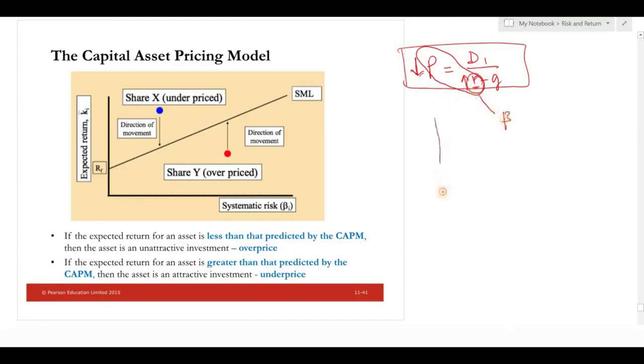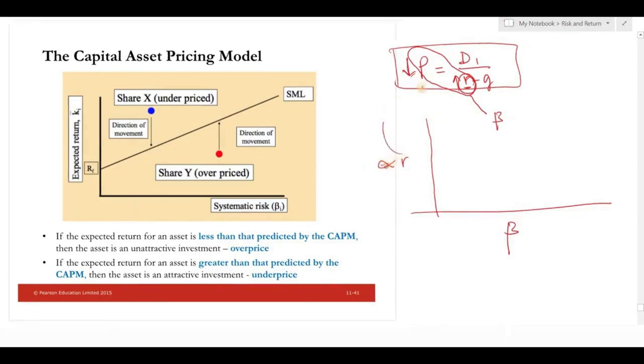So can I draw this graph? I can draw this graph based on beta and return. And as we know, return is inversely proportional to the price. So price and R are inversely proportional. If I'm writing R, you can also understand that if R increases, price will go down. The CAPM says, why am I writing R? Because I cannot write P, because CAPM gives you R directly, not P.